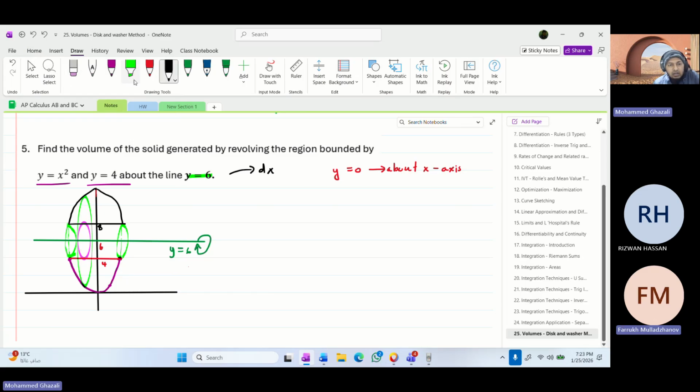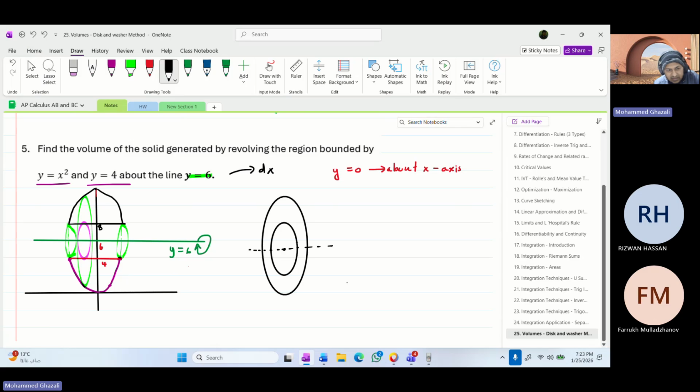I'm coming to that. See, there's my inner circle, right? I'm doing the washer method, and there's my outer circle. Now watch. Where's your symmetry here? Now there's your symmetry here, right?